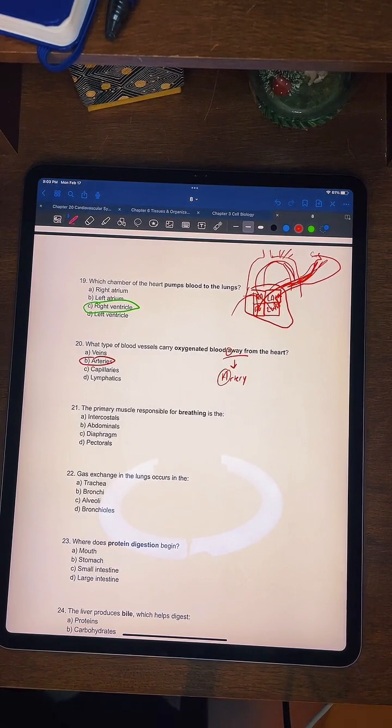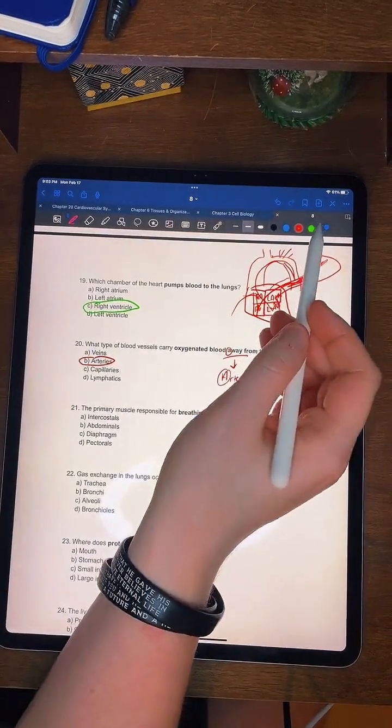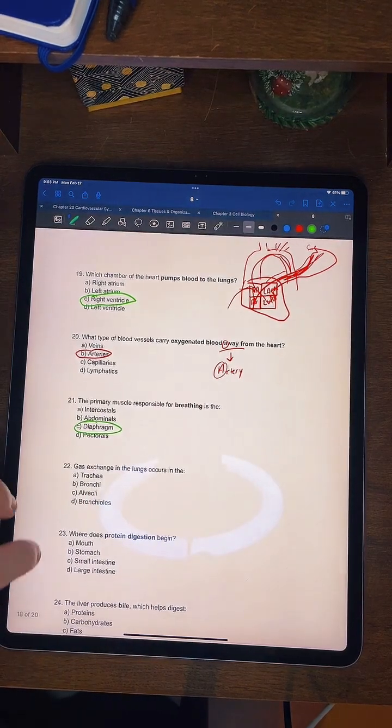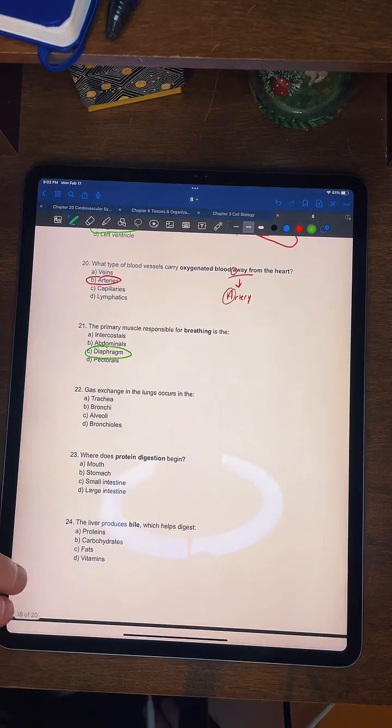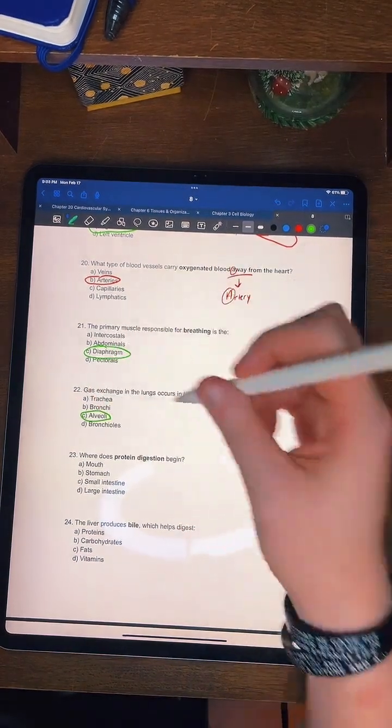Alrighty, and then number 21, the primary muscle responsible for breathing is the what? Arteries for away, that is correct. All right, C, diaphragm. Gas exchange occurs in the blank for number 22. See again. Good job.